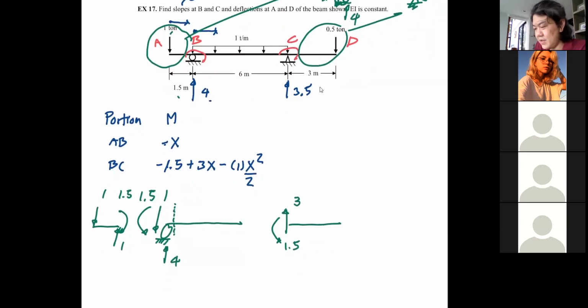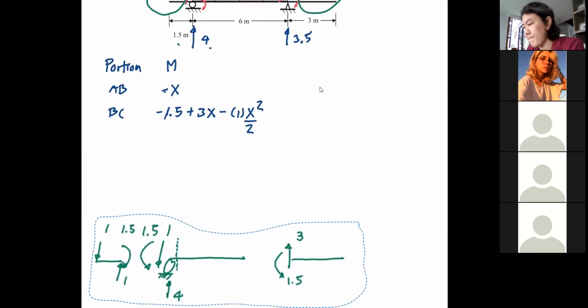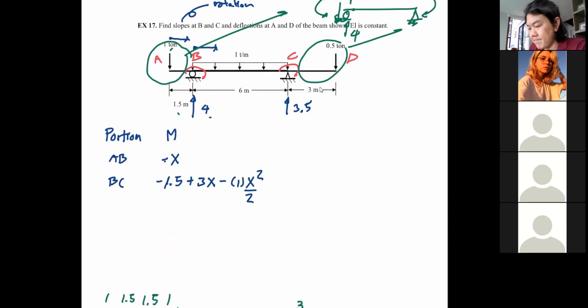I have a hunch that this may be useful again in the future. So let's keep it for now. Okay. So that becomes the moment equation for BC. And for CD, again, it's easier to write from right to left, from D to C, and our equation becomes minus 0.5x. Okay, so that is for the actual.